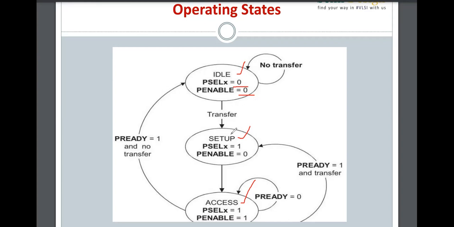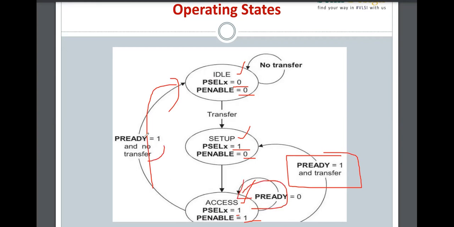From the idle state, it goes to the setup state. In the setup state, P select is one, enable signal is zero. In access state, P select is one, enable is one. Once enable is high and P select is high, then only we can write the data. We can transmit the data, write transfer or read transfer. Suppose P ready is high, so you can do the transfer. If P ready is not high, it needs to wait in the same state. P ready is one, but no more transfer means all transfer is completed. 32-bit transfer is completed. Then you need to go to the idle state.